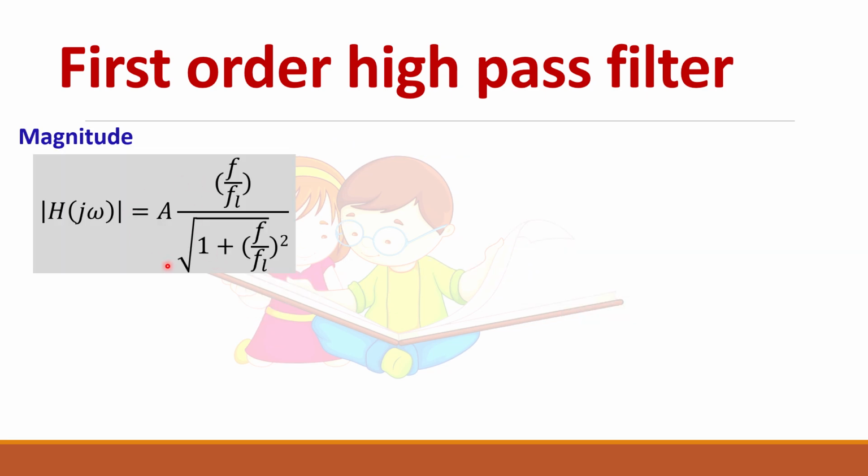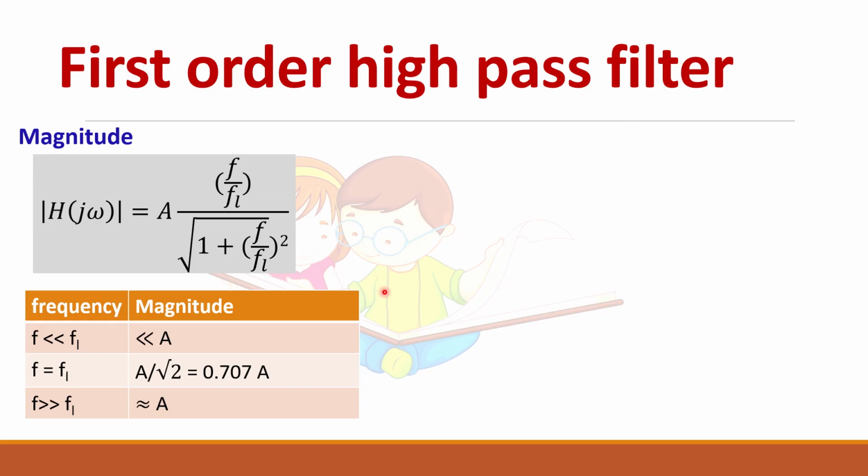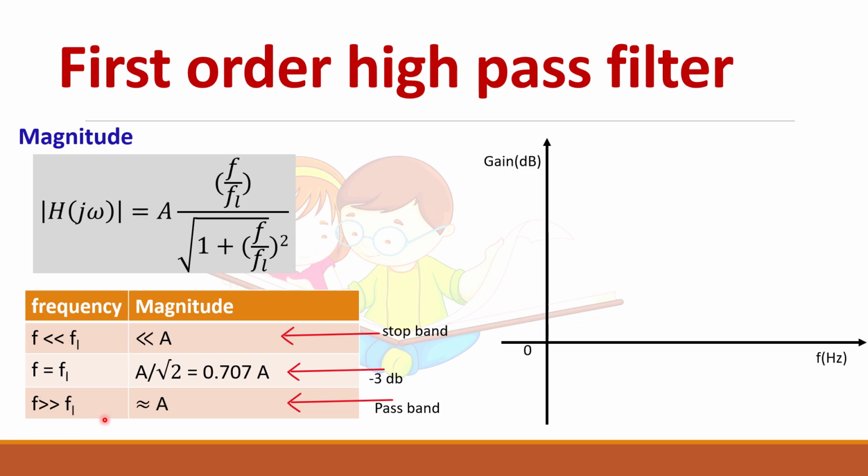Now we will see the magnitude plot of the first order high pass filter. So it is the same as the low pass filter. When the frequency is very much less than the cutoff frequency, we will get the stop band, and this value will be very small, approximately equal to 0. And when both are equal, you will get A divided by root 2. So this becomes 1, so root 2 will be in the denominator. A by root 2 is equal to 0.707. And when f is very much greater than the cutoff frequency, it will be approximately equal to A.